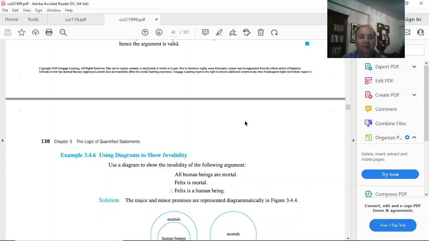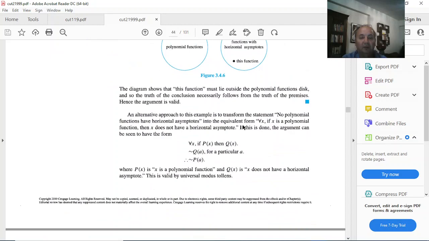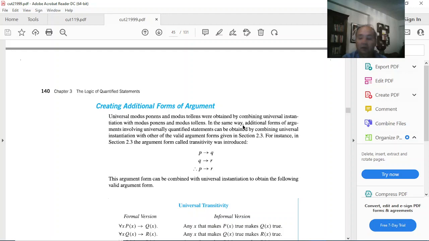You have other Venn diagram examples. You should work it out. Venn diagrams are very important for your students, for your future students, and for you.